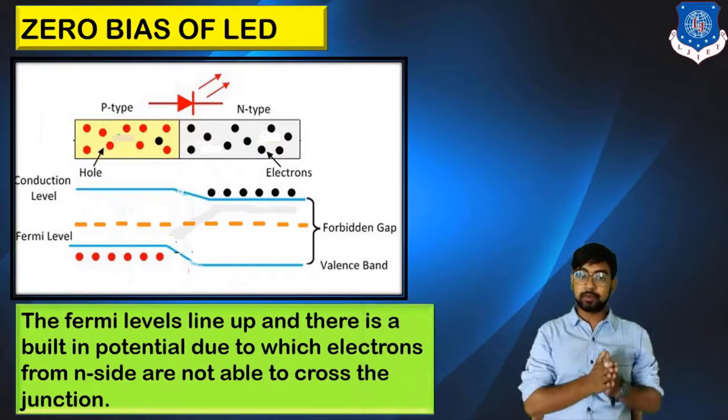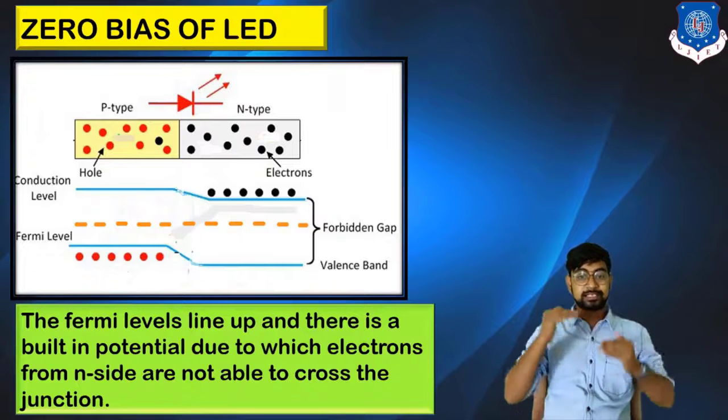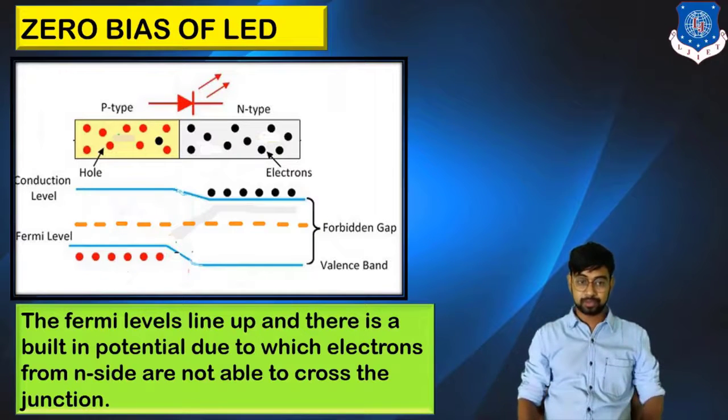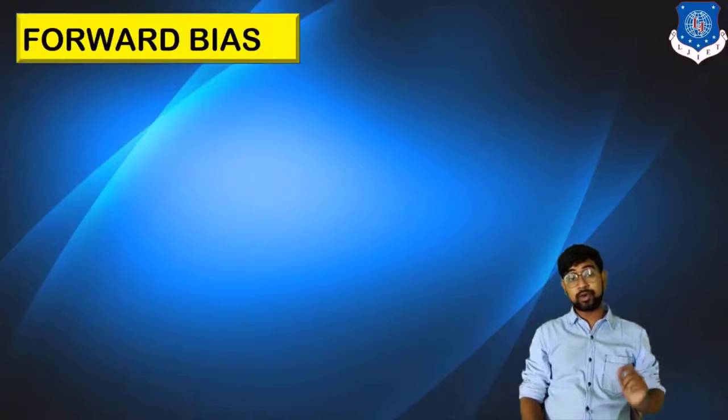Now you can see that the Fermi levels are lined up and there is a built-in potential due to which electrons from N are not going to move. Why? There is a potential difference between them, as the Fermi levels are not matched up. Okay. So now we will go to the forward bias.